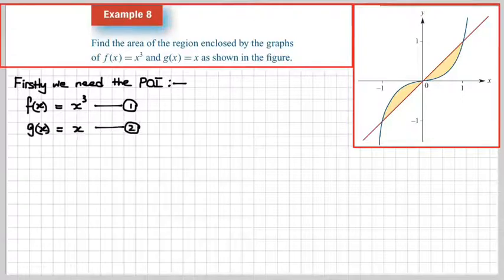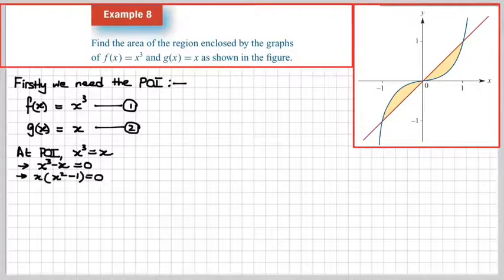So we've got x cubed and we've got x, the red one, yeah? Y equals x, or g of x equals x. So we've got to do the points of intersection, therefore x cubed equals x, and taking out x, the common factor. Oh, look at that. That's a difference of 2 squares.